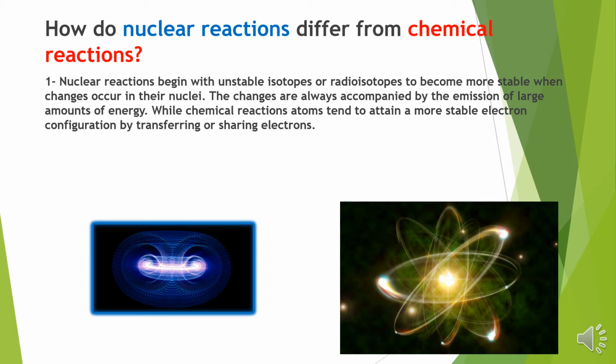Now, what do we mean by radioisotope? A radioisotope is an isotope that gives out radioactivity. So, its nucleus is unstable and it becomes stable by giving off heat and radiation, often in the form of alpha particles or beta particles.